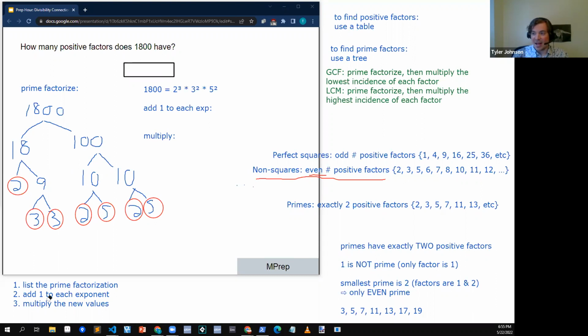From there, I'm going to add 1 to each exponent. So we take that 3, that 2, and that 2, add 1 to each. 4, 3, 3. Now we just multiply them together. 4 times 3 times 3 gives us the answer. 1800 has 36 positive factors.